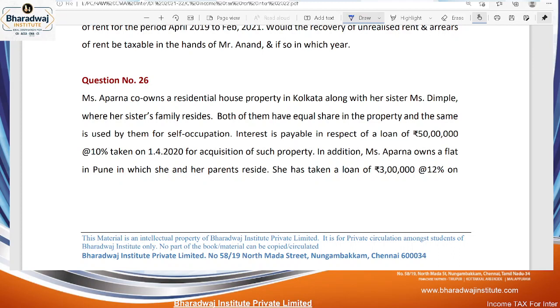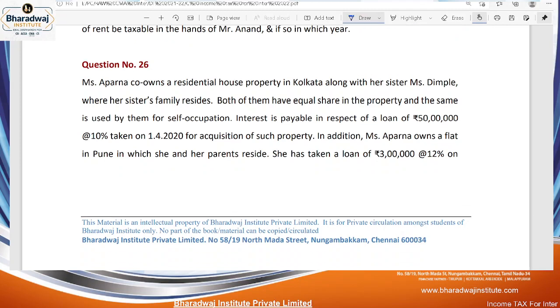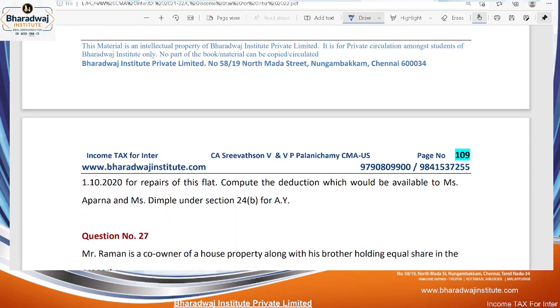Aparna co-owns a residential property in Kolkata, along with her sister Dimple, where her family resides. Both of them have equal share in the property. The same is used for self-occupation. Interest payable is 50 lakhs at 10%. The loan was taken for acquisition of the property. Aparna also owns a flat where her parents reside. She has taken a loan of 30 lakhs at 12% on 1/10/2020 for repairs. Compute the deduction that will be available for Aparna and Dimple.